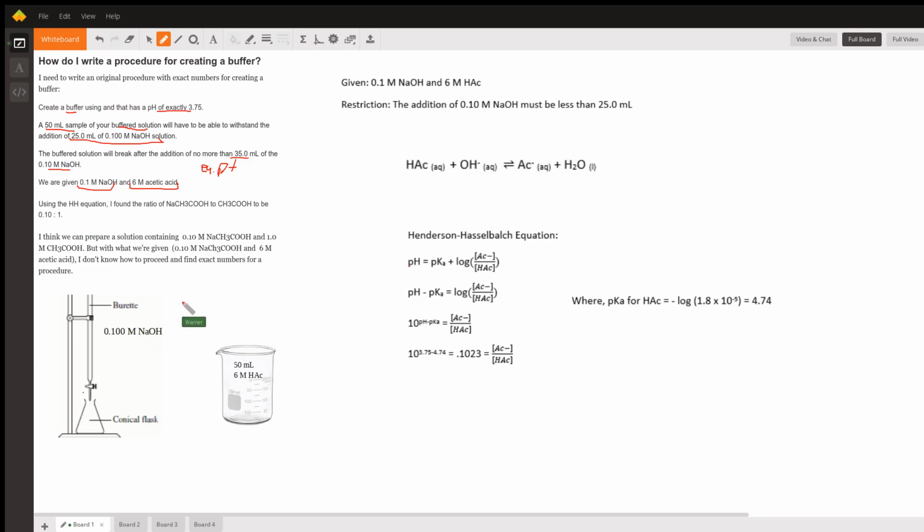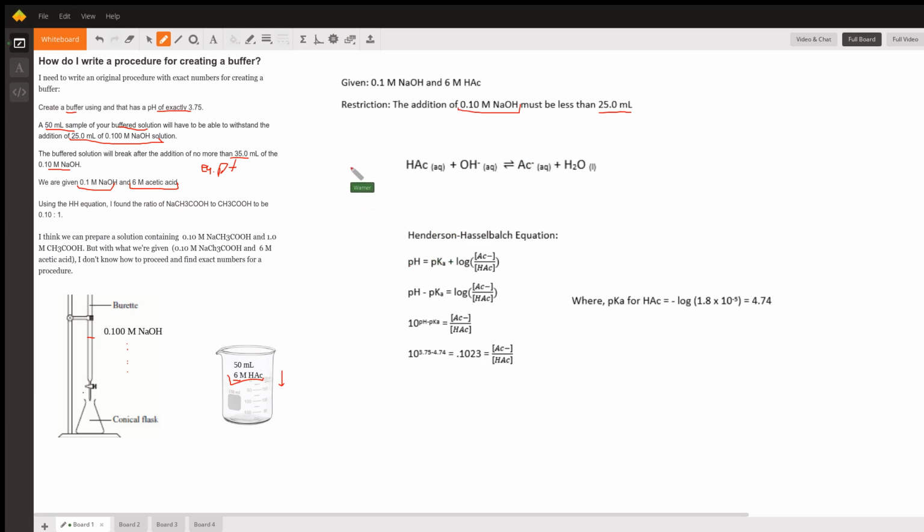So it's good to visualize what's going on here. We have a certain amount of NaOH and we have a 6 molarity of HAC, of which we have 50 milliliters. We have to add enough NaOH in order to increase the pH overall of the acetic acid. However, the molarity we have here is quite high, so we have to reduce it at some point later on. Because at the concentration acetic acid has right now, we're going to be adding more than the restriction that we have. And basically, the restriction is it has to be less than 25 milliliters of the sodium hydroxide that we're going to add.